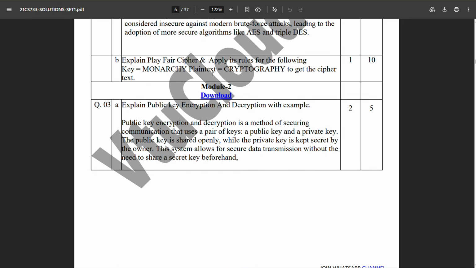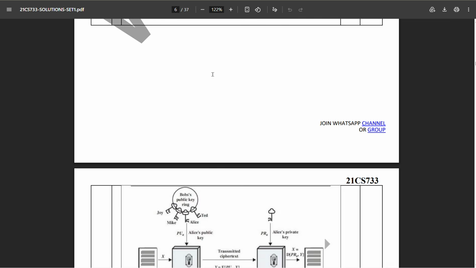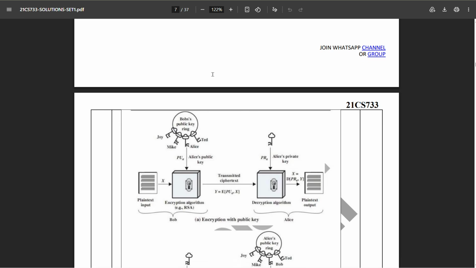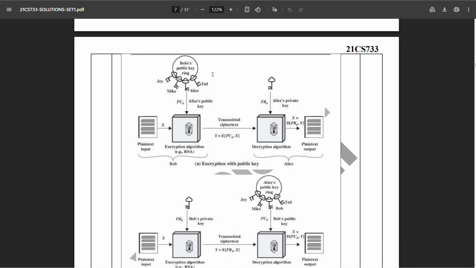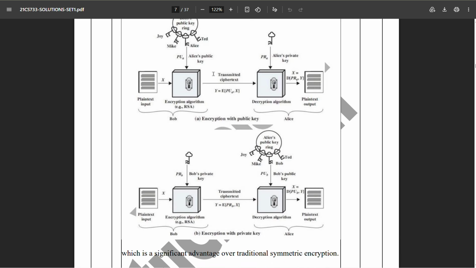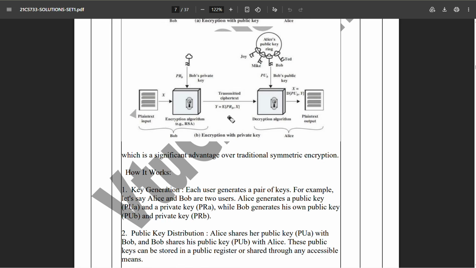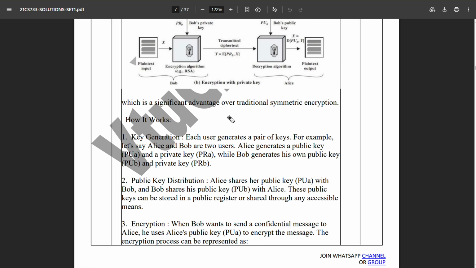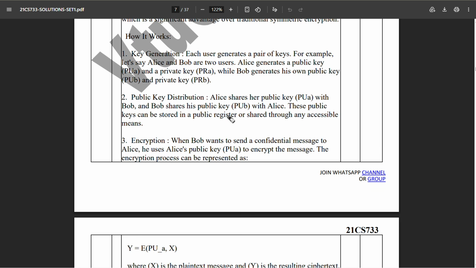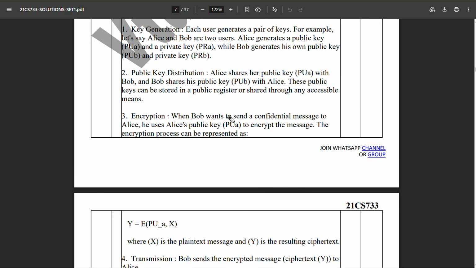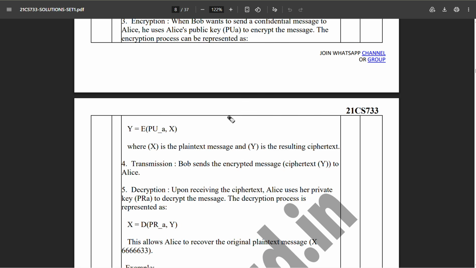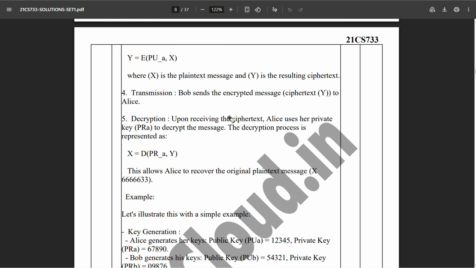Coming to module 2, explain public key encryption and decryption with example. In this, you have to draw the diagram of the public key encryption and decryption. The first diagram is for encryption with public key, and the second diagram is for encryption with private key. And after the diagrams, you have to explain how the encryption will work for public key and private key through the steps: key generation, public key distribution, encryption, transmission, decryption. These are the steps included in this.